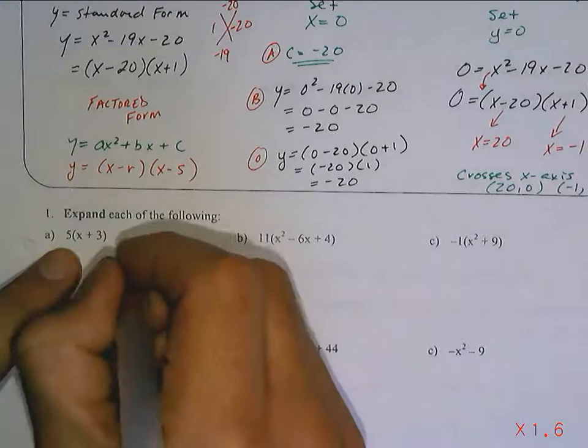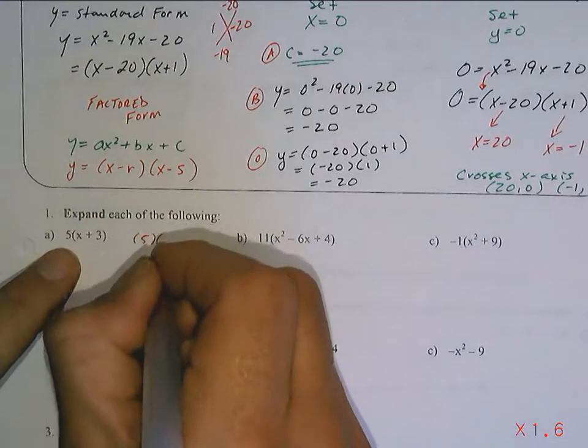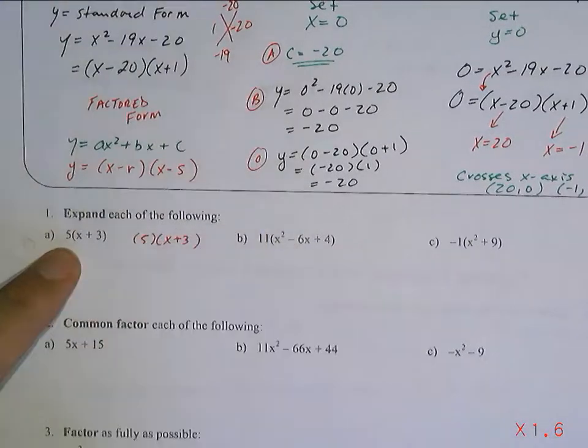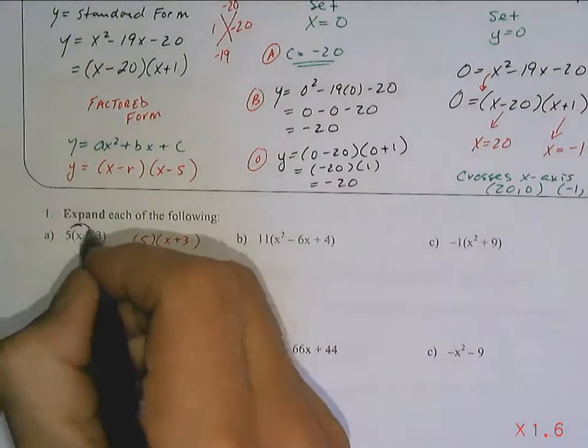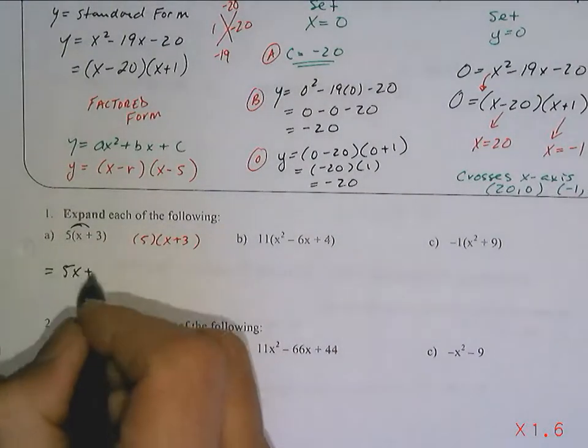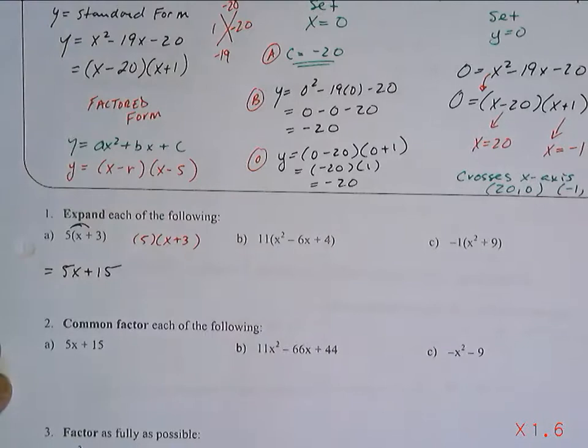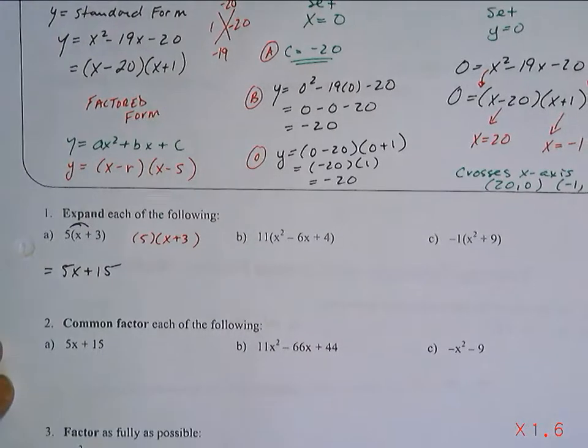Now let me make something very clear to you. This is the same as writing it like that. It's the exact same. Now we don't write it like that because, let's face it, it looks weird. But that's what it means. It's 5 times x plus 3. So this becomes 5x plus 15. Life is grand. We take the 5 and multiply it by everything inside.